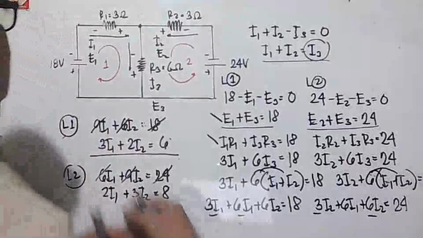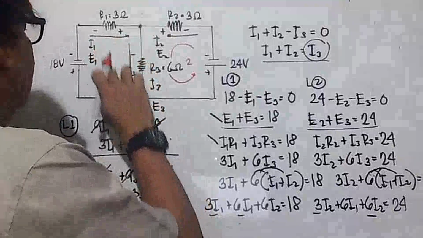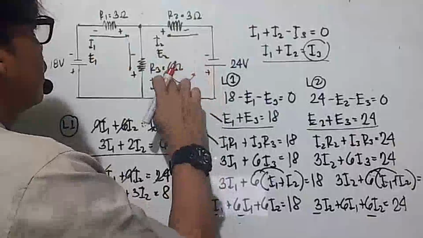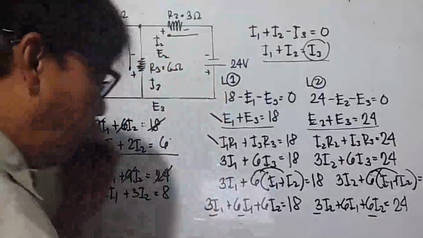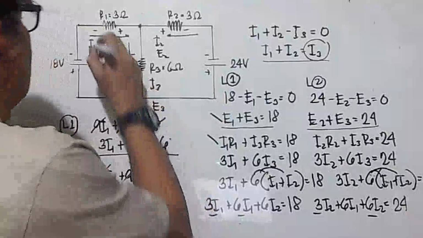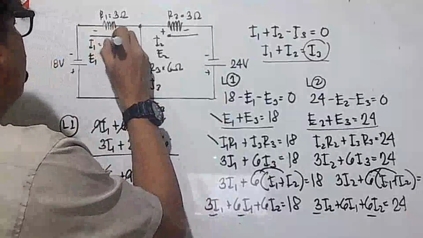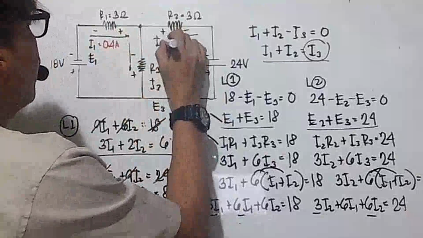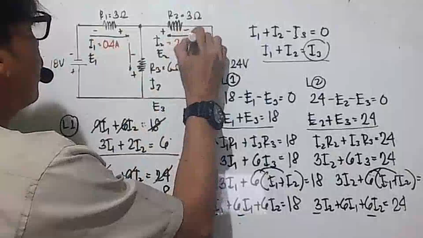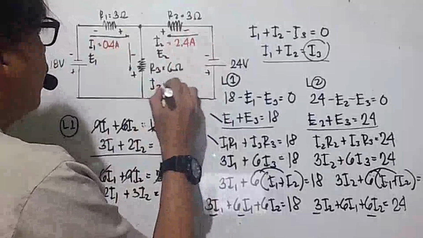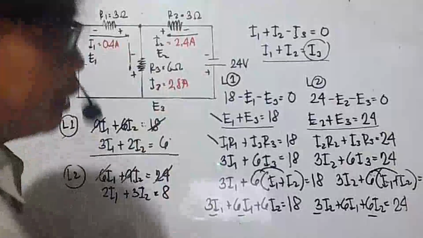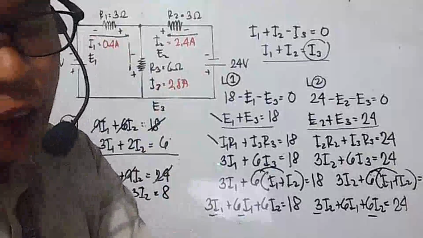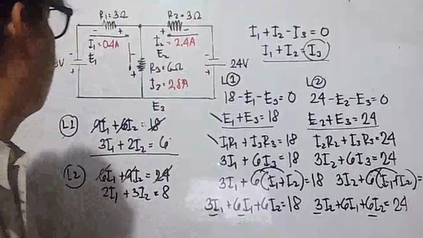So your I1, let's remove the loop first. Your I1 now is, sorry, 0.4. Okay, 0.4 amperes. Your I2 is 2.4 amperes. Your I3 is equal to 2.8 amperes. Okay. Now let us multiply R and E to get the voltages.